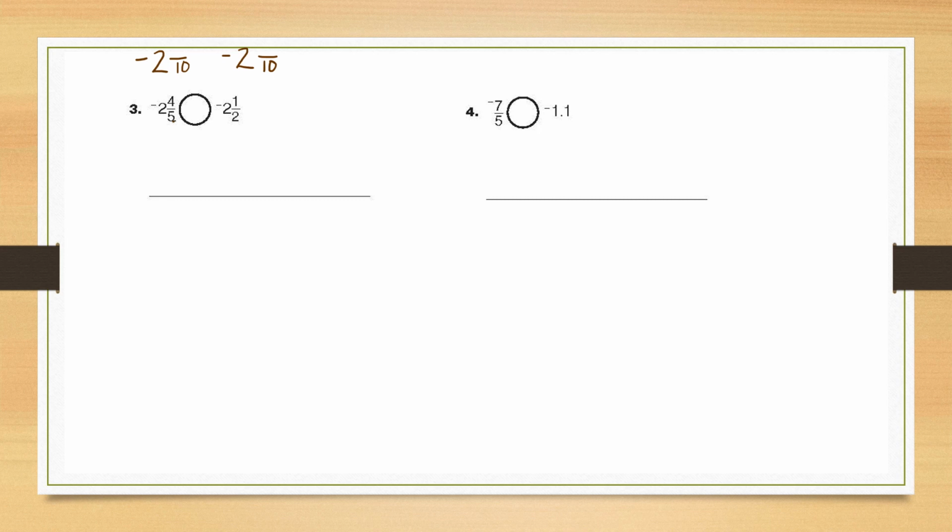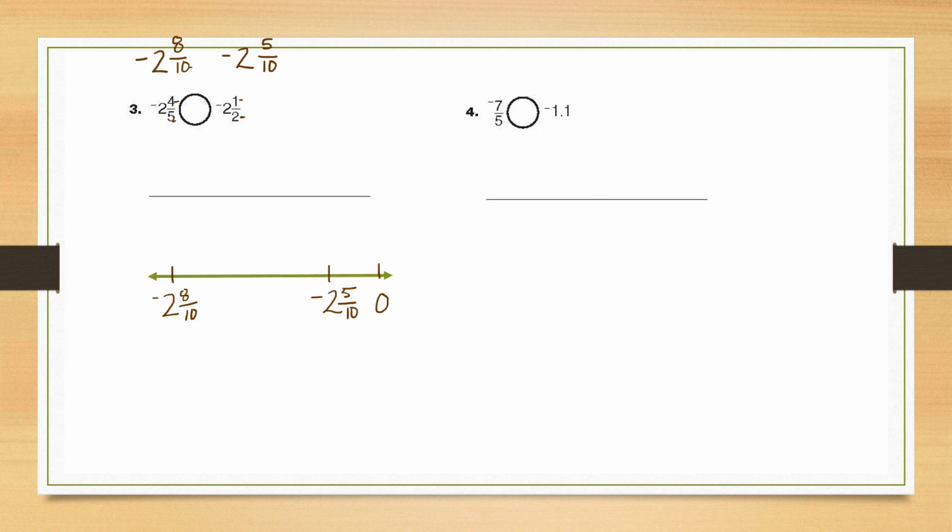5 times 2 is 10. 4 times 2 is 8. 2 times 5 is 10. 1 times 5 is 5. So on my number line, I can now record both of these fractions. -2 and 5/10 would fall here, and -2 and 8/10 would fall here.